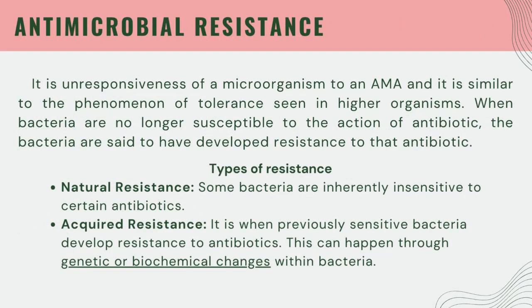It is unresponsiveness of a microorganism to an AMA, and it is similar to the phenomena of tolerance seen in higher organisms. When bacteria are no longer susceptible to the action of antibiotic, the bacteria are said to have developed resistance to that antibiotic. The types of resistance are the natural resistance and the acquired resistance. In natural resistance, some bacteria are inherently insensitive to certain antibiotics. In acquired resistance, it is when previously sensitive bacteria develop resistance to antibiotics. This can happen through genetic or biochemical changes within the bacteria.